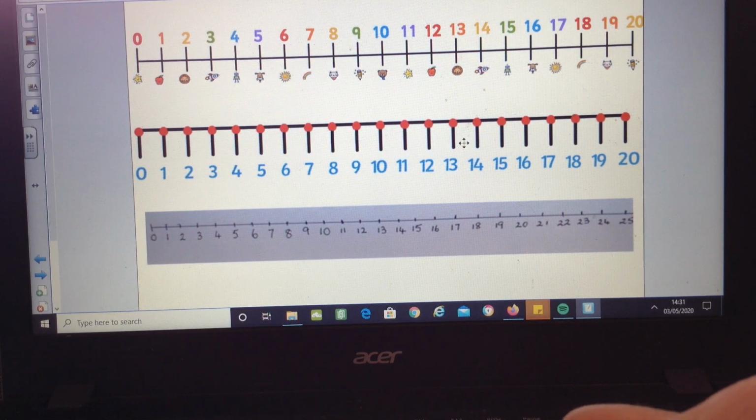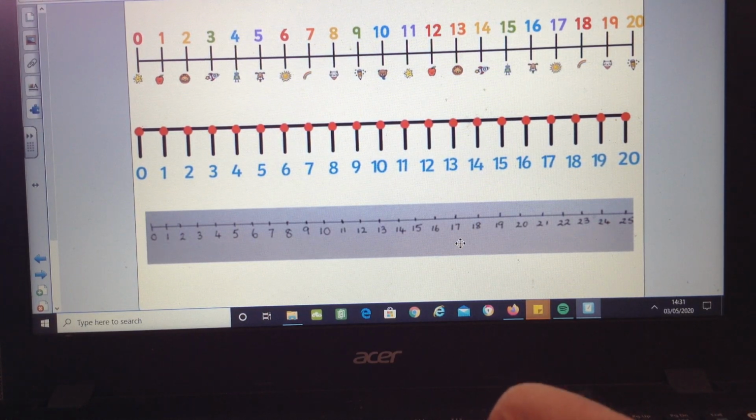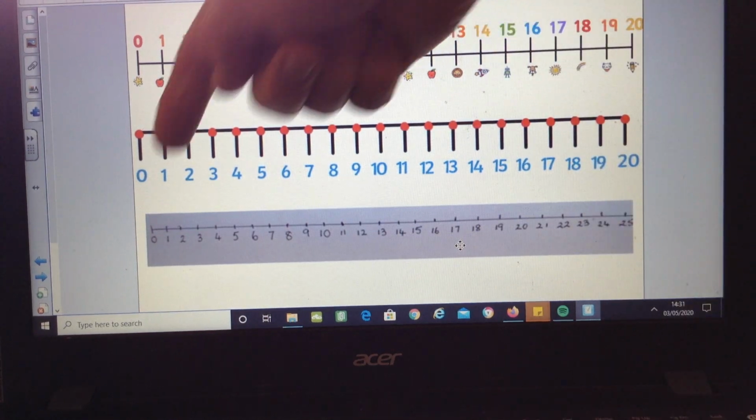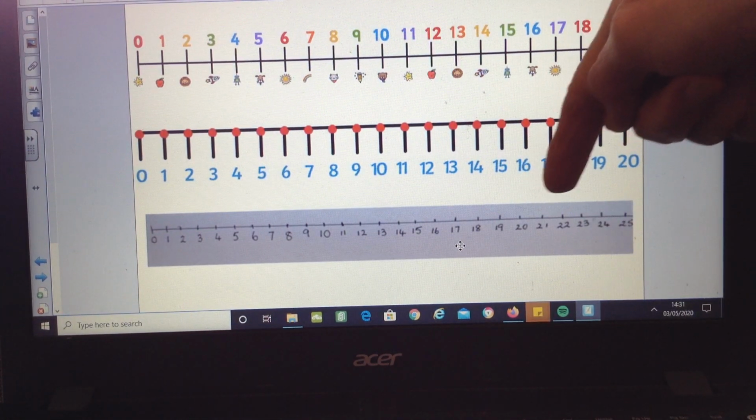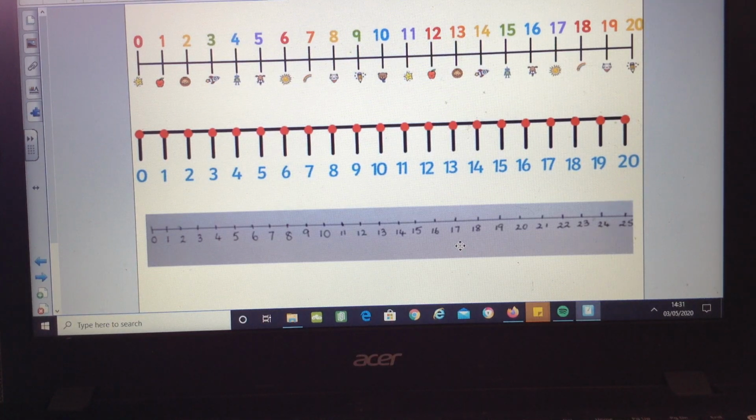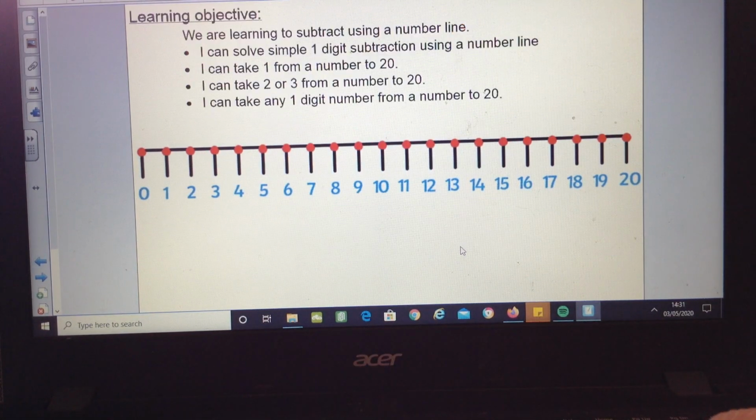Now if you can't get them off the website where I've put them, why don't you just draw one? That in itself is a very, very good activity for you. I've just drawn a line using a ruler, and then I've started with 0 and I've gone all the way up to 20. I still had some space, so I've gone up to 25. I've made my own number line.